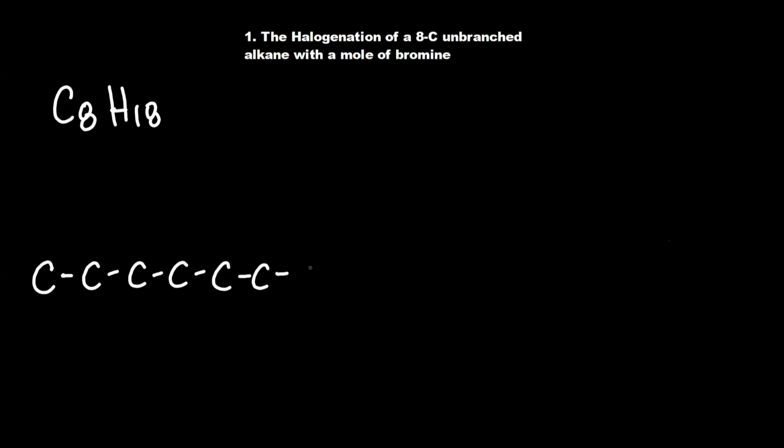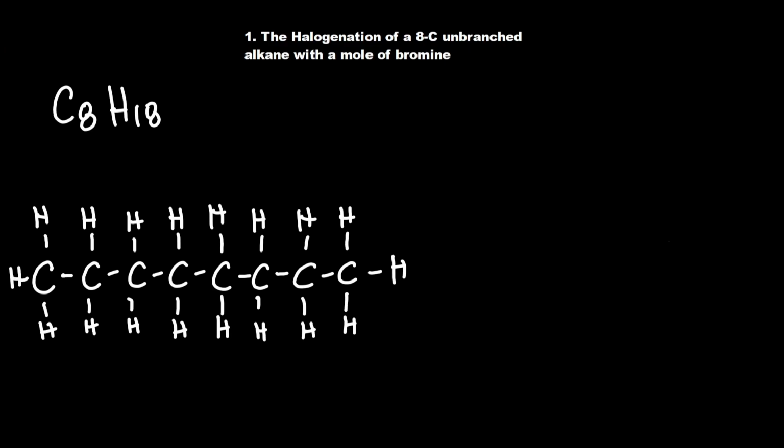Let us try some problems now. Number 1 would be the halogenation of an 8-carbon unbranched alkane with a mole of bromine. 8-carbon unbranched alkane simply corresponds to a straight chain alkane. So for this, let us put an 8-carbon. 8-carbon here corresponds to an octane. So we have 8-carbon chain plus 18H. So if you want to do the structural formula, go ahead. And let us add bromine. So this would be Br2.